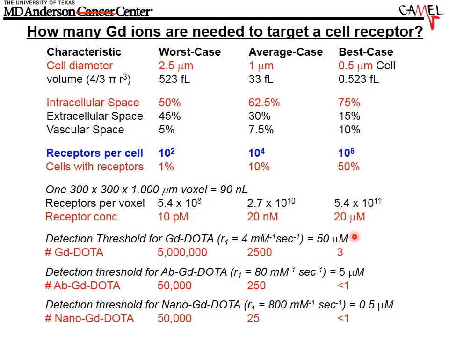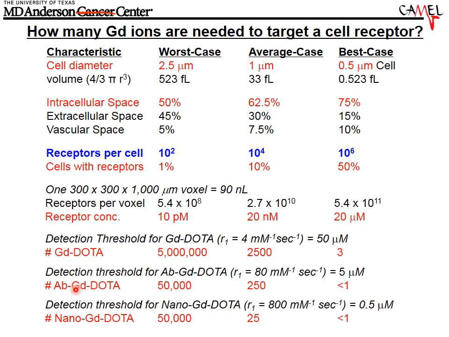Well, for gadolinium DOTA, now with a typical R1 relaxivity of 4 per millimolar per second, the minimum detection level is approximately 50 micromolar, depending on the quality of your MR scanner. And so you can see that worst case scenario, you'll just never be able to detect that cell receptor. Even on the best cases, you would need 3 gadoliniums to bind to that cell receptor. And so you'd have to design something a little clever.